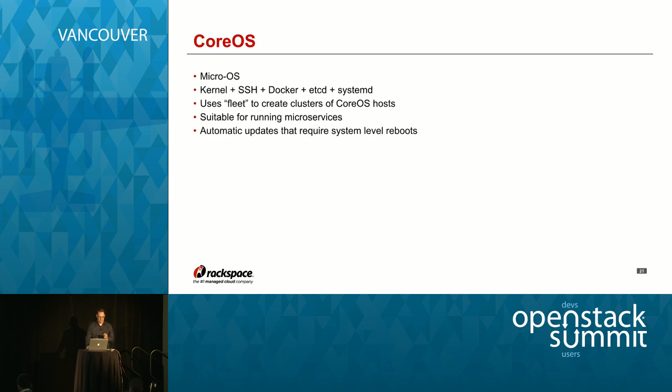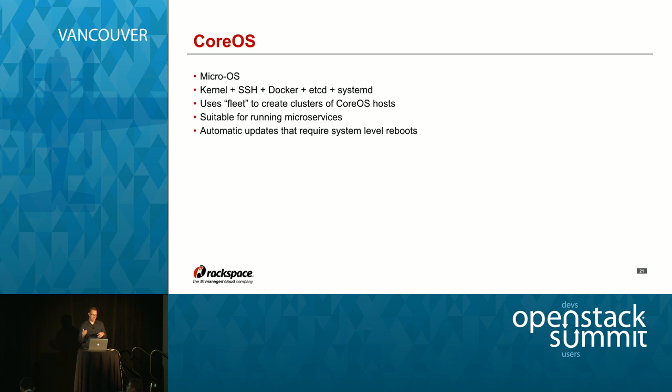CoreOS is a micro OS, meaning it's got just enough to run Docker, SSH, etcd, and systemd. That's it. So it's like a little tiny mini operating system that's good for nothing but starting up containers, essentially.